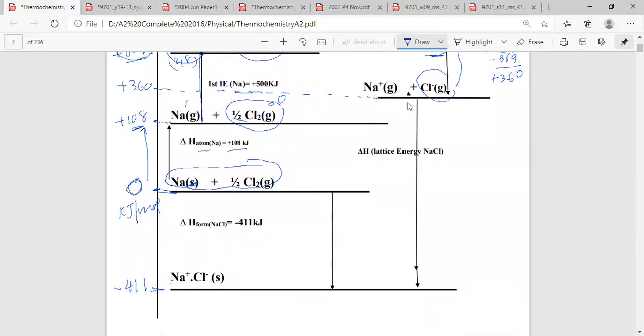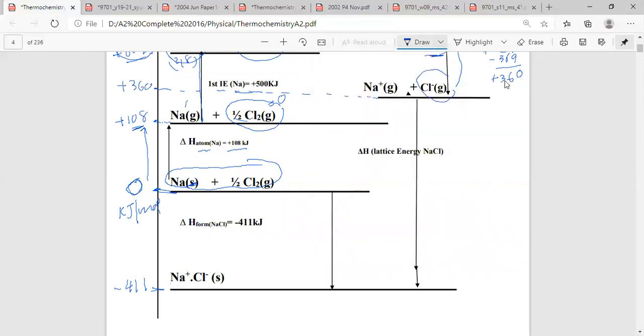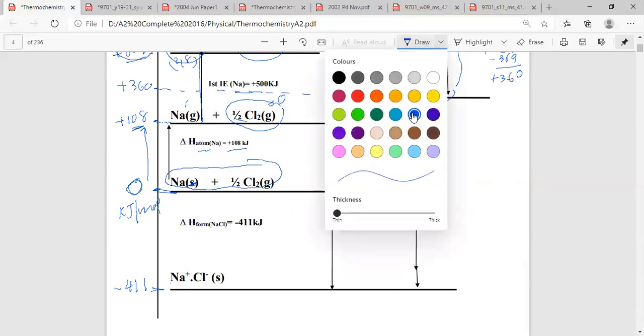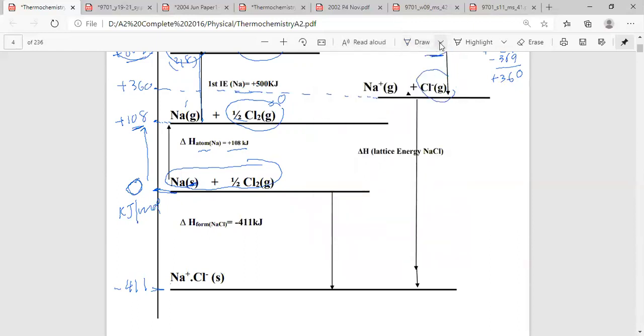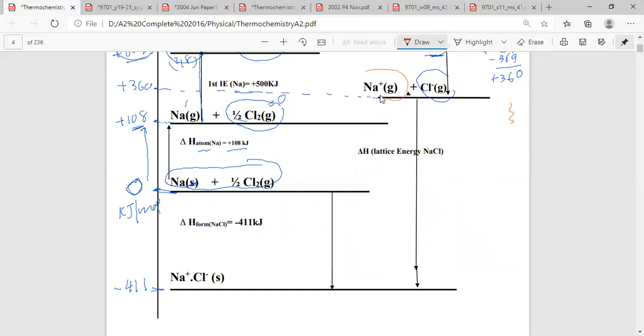See, I'm ready to write my lattice energy because it's 1 mole of my gaseous ions to form 1 mole of my ionic compound. So from here to here is called the what? Lattice energy. Formation of the bond, what bond? Ionic bonds. So this is given here.